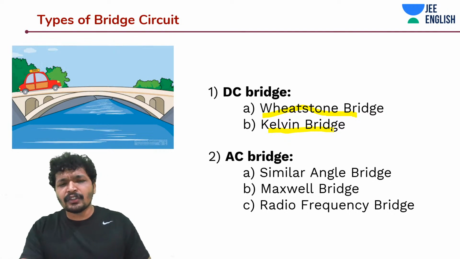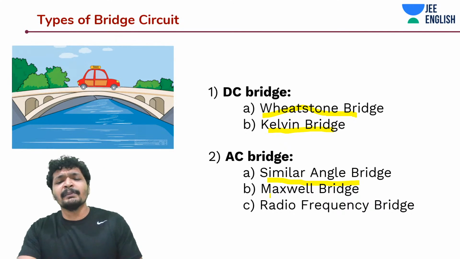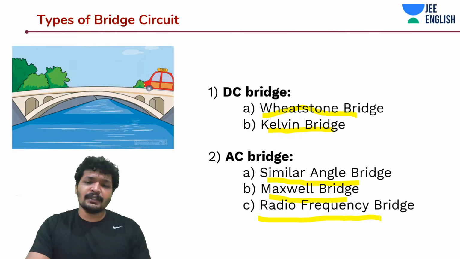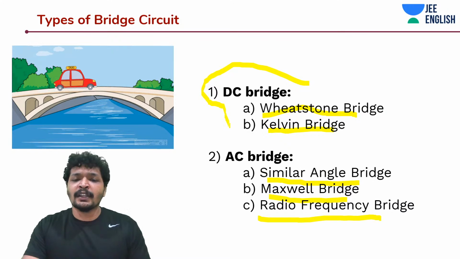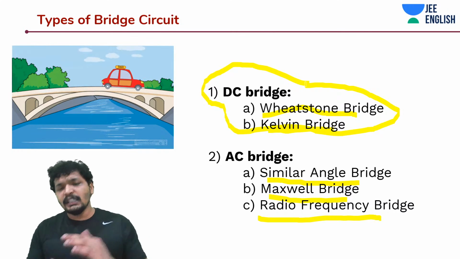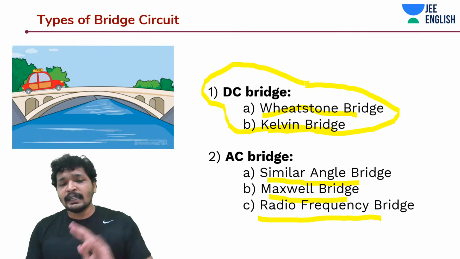AC bridges, there are numerous kinds of AC bridges: similar angle, dissimilar angle, Maxwell bridge, radio frequency bridge. There are n number of AC bridges. Even in DC there are many kinds, but these are the most used ones that are generally taught in your JEE or maybe even your advanced classes. So Wheatstone bridge is a DC bridge.